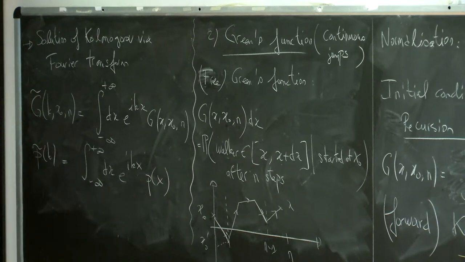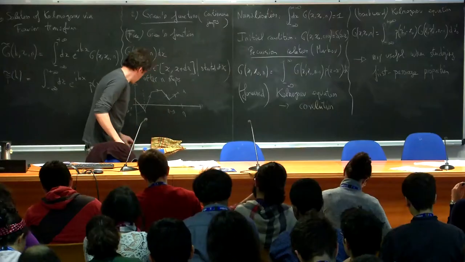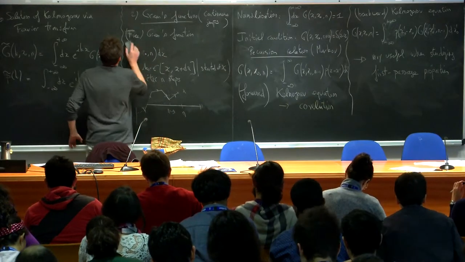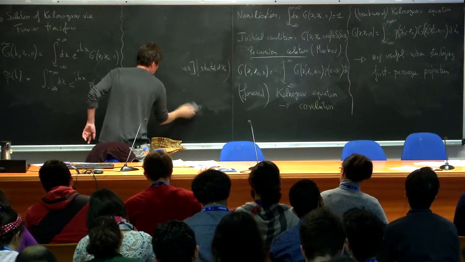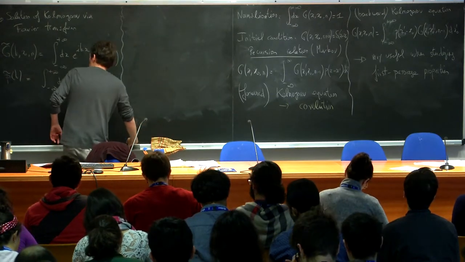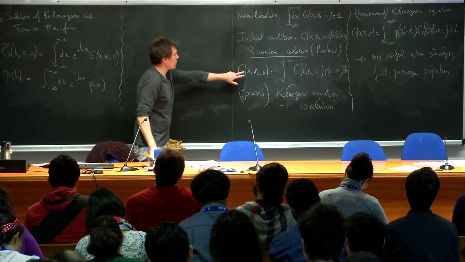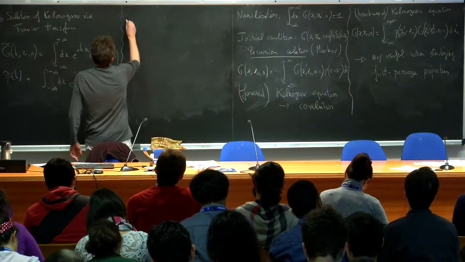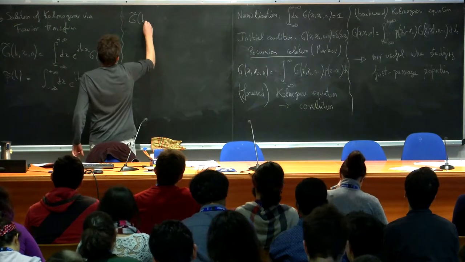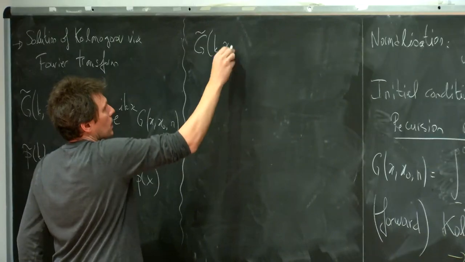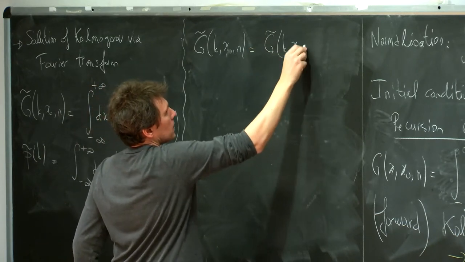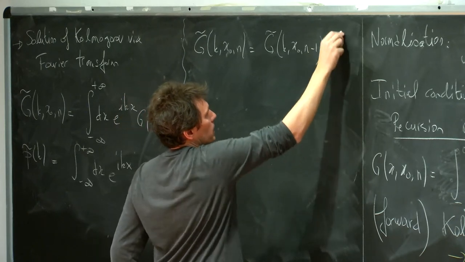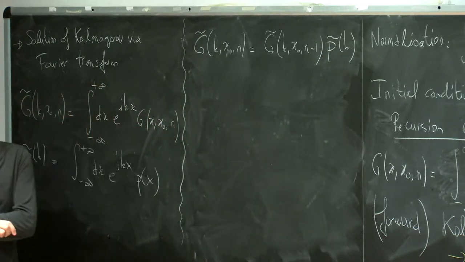Okay? So what I know is that if I Fourier transform this, I will just write it. You can work out the details a bit later, but I suppose this should be clear for everyone. So if I do the Fourier transform of that equation, what I get is basically that j tilde of k, x naught, n is just equal to j tilde of k, x naught, n minus 1 times p tilde of k. That should be clear, right?